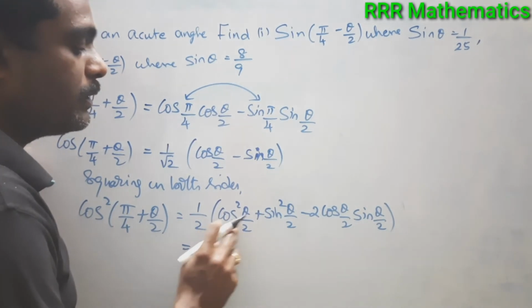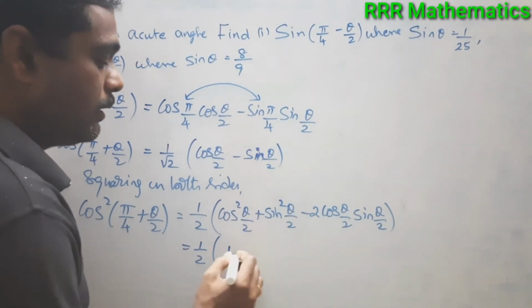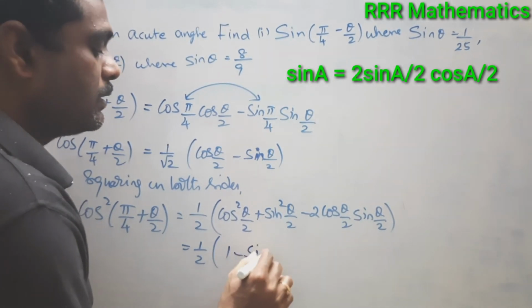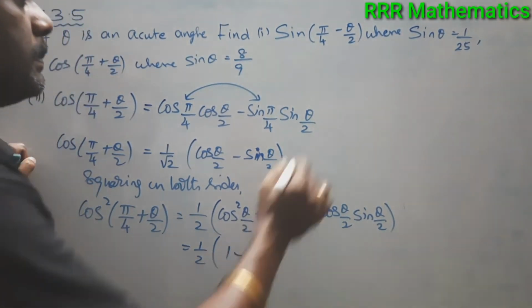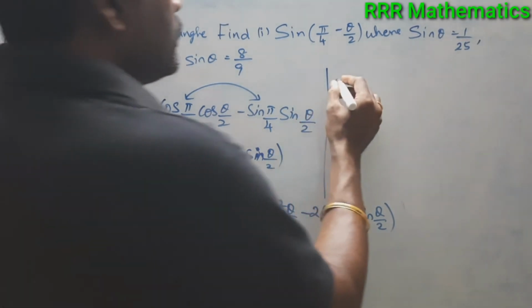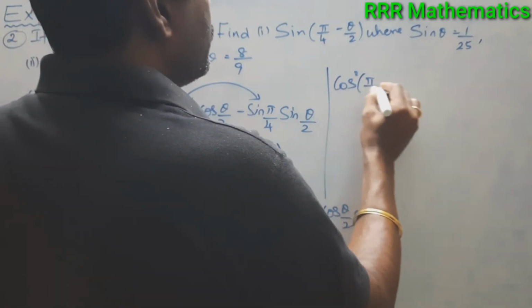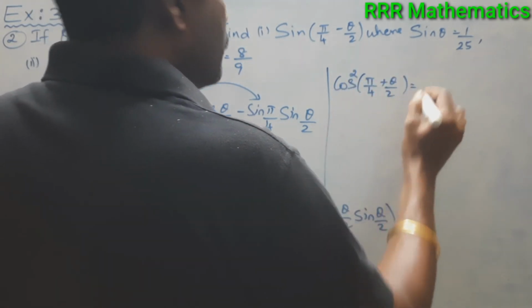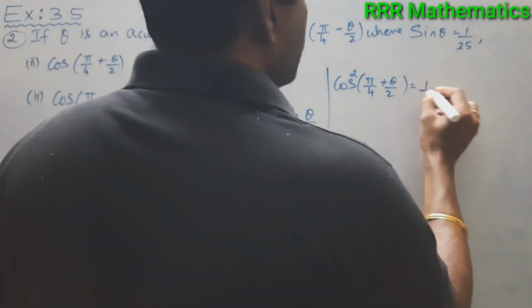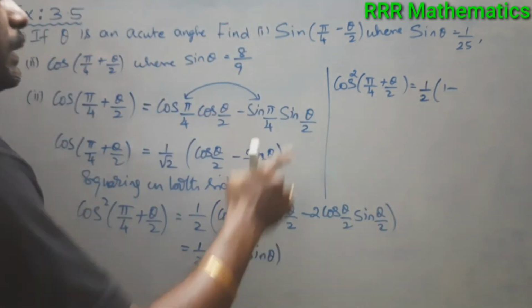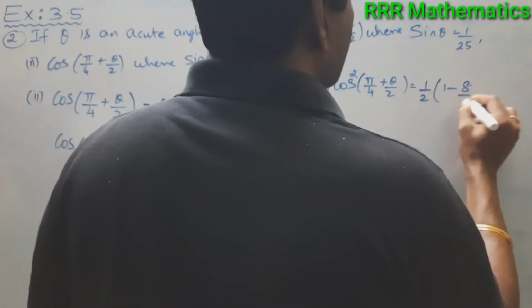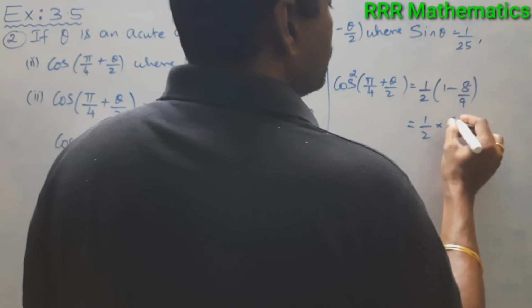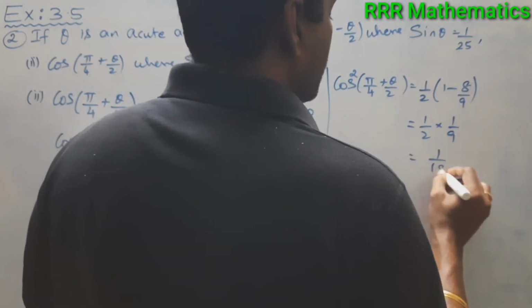What is cos square theta by 2 plus sin square theta by 2? It gives 1. Minus, by using the half angle formula, 2 sin theta by 2 into cos theta by 2 gives sin theta. So cos square of pi by 4 plus theta by 2 is equal to 1 by 2 into 1 minus, what is sin theta? Respectively 8 by 9. 1 by 2 into 9 minus 8, 1 by 9. It gives 1 by 18.